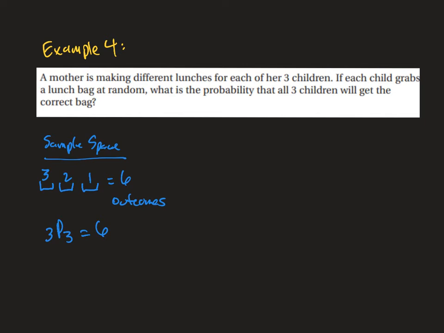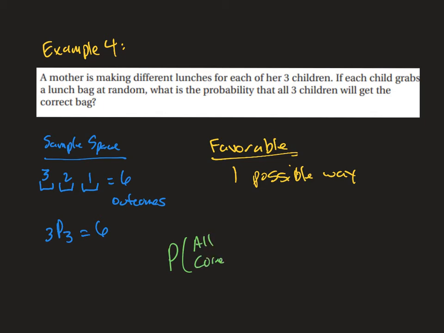Now let's talk about the favorable outcomes. In this situation, we really just have to think about the favorable outcomes. So if she's only making 3 lunches, there's only one way for each child to get the correct lunch. And so rather than list out the possible favorables, I just have to say, oops, there's only one possible way. I just use a little common sense there. One possible way for all 3 of them to get their correct lunch. And so now we can write this probability. The probability that all are correct is going to be favorable outcomes, which is 1, over the total outcomes in the sample space, which is 6. The probability here is 1/6.